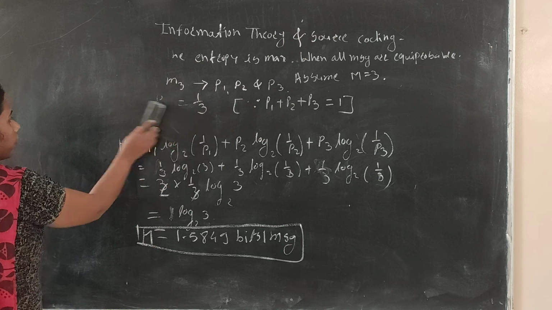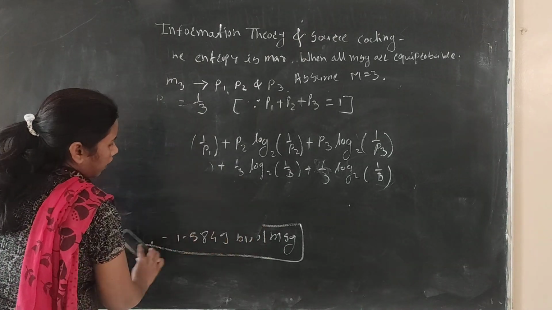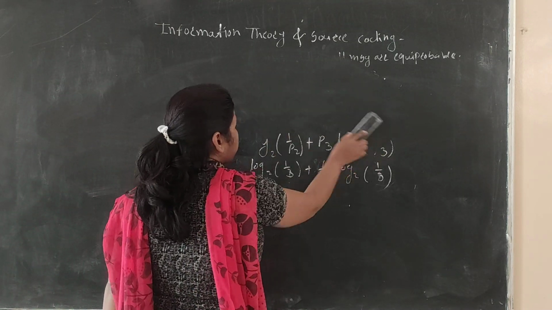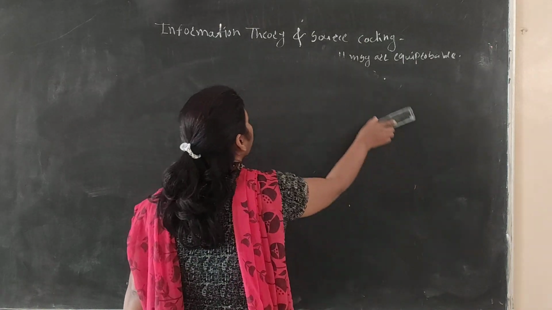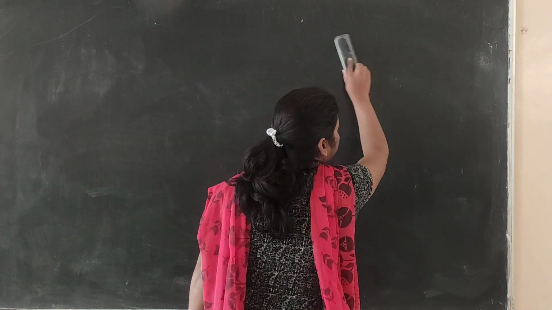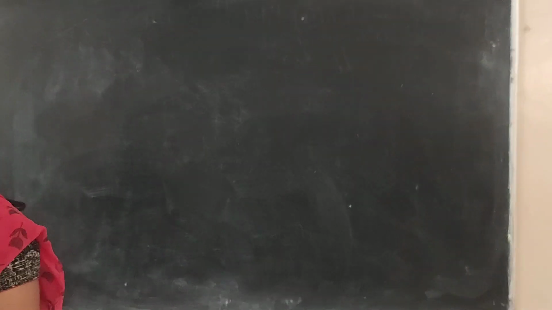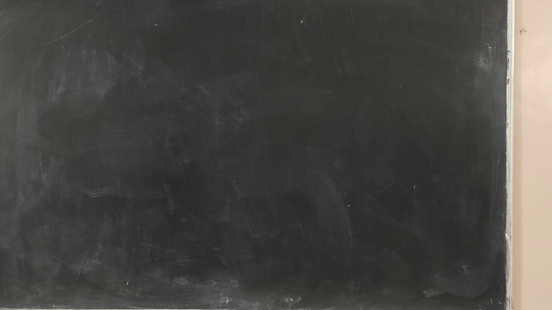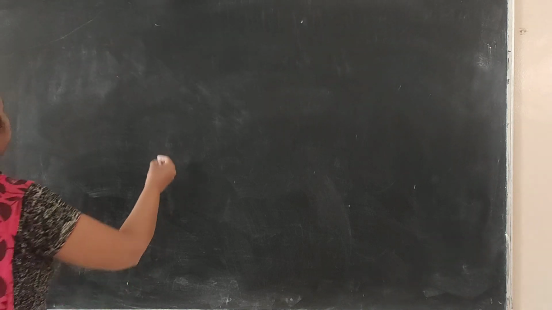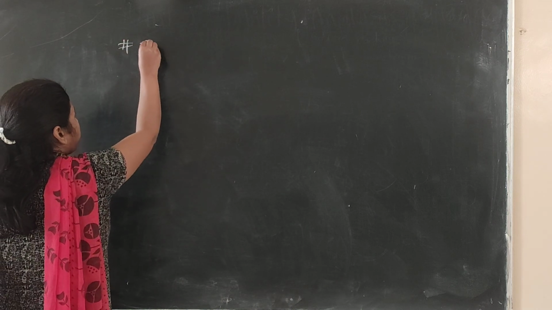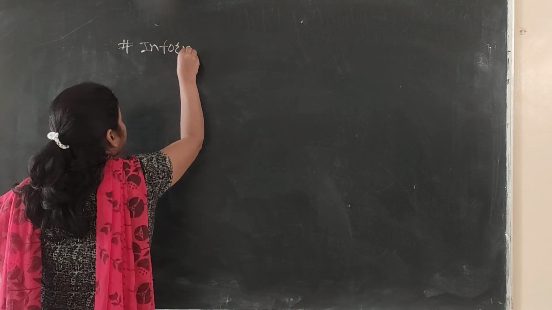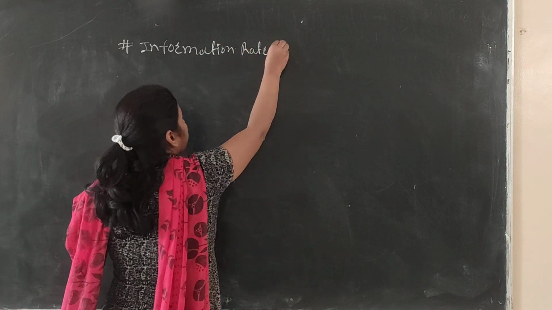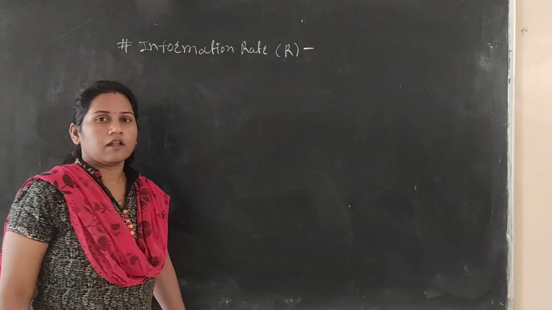Before that, we will see one formula for the information rate R, and then some numericals on how to calculate the information rate and the entropy. We can calculate both terms together. That is why we will see the next topic, the information rate. The information rate is denoted by the capital R.